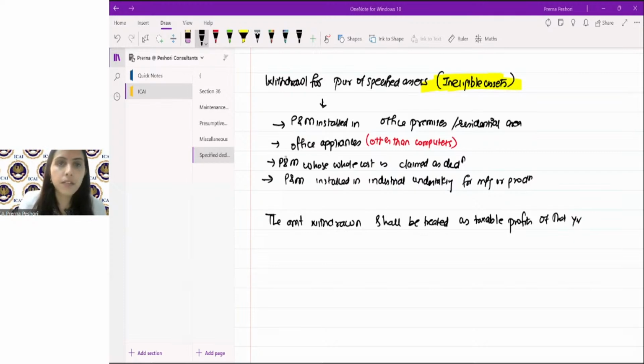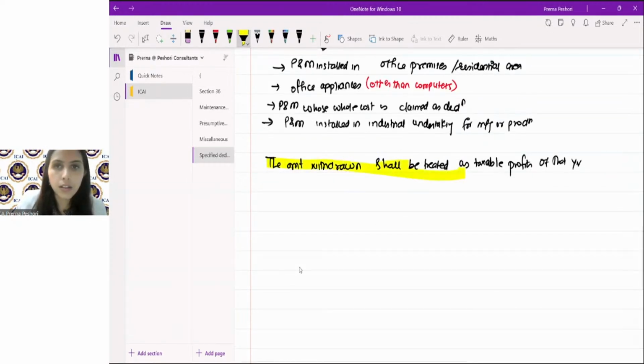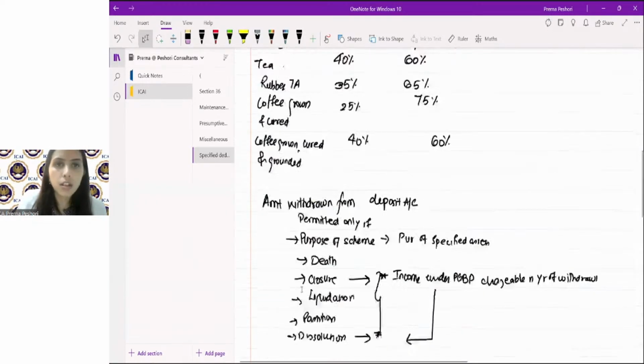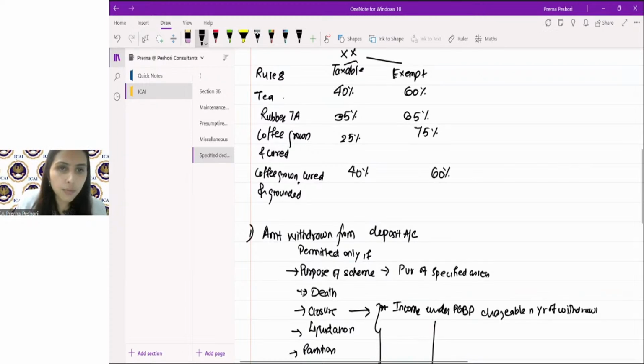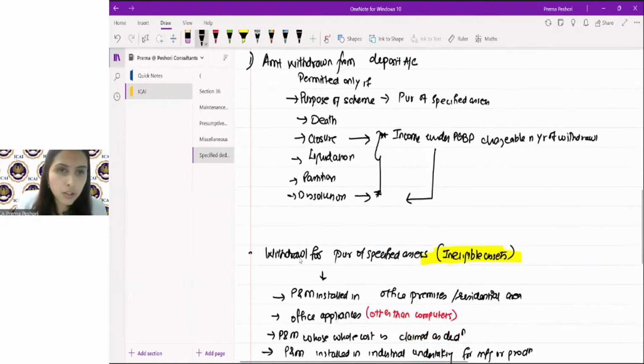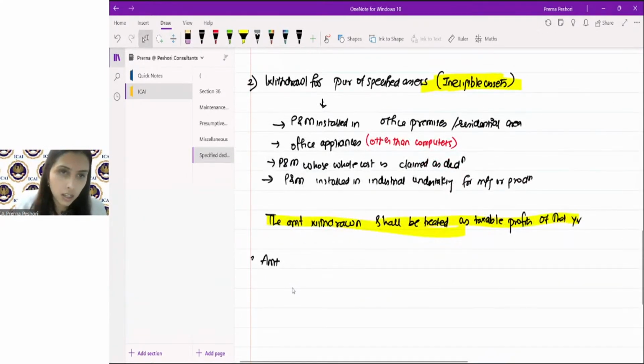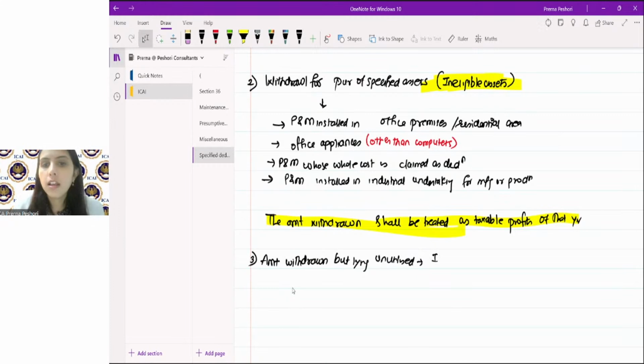So, let's make it like this. Amount withdrawn from deposit account number 1. Withdrawal for the purchase of assets only. And third, amount withdrawn but lying unutilized. It will be considered as income under the head PGBP.